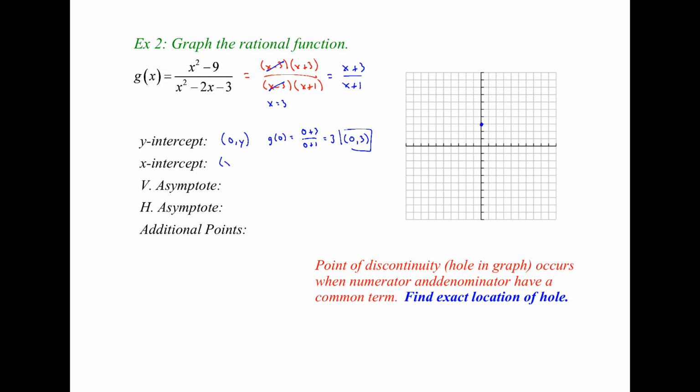The x-intercept, what is the x value when y is 0? So if we set that equal to 0, we got 0 equals x plus 3 over x plus 1, multiply by the denominator.